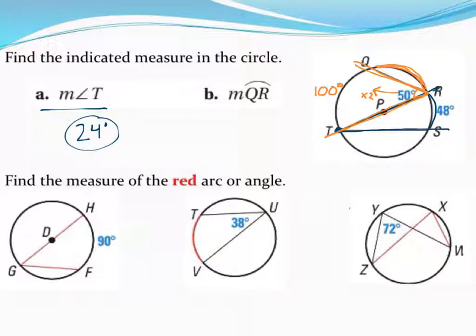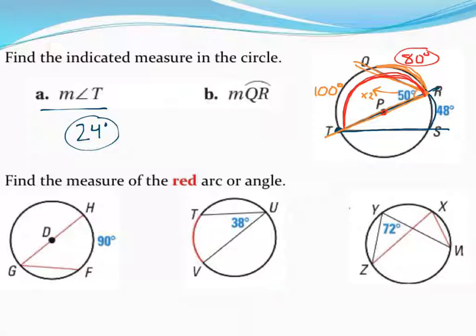Now, you may be thinking, well, that's not the arc I wanted to find, and it's not, but we're closer to finding it. Because if I take a look, again, I have to be clever about this, this red arc all the way from T to R is a semicircle. It's 180 degrees, because I can see that I have a diameter. So, if this arc over here is 100, this one must be 80, the one in question.